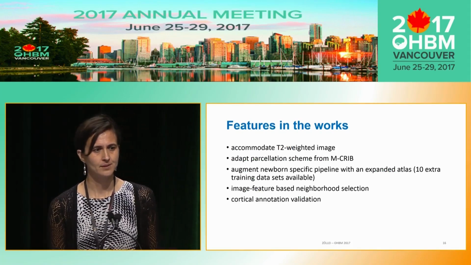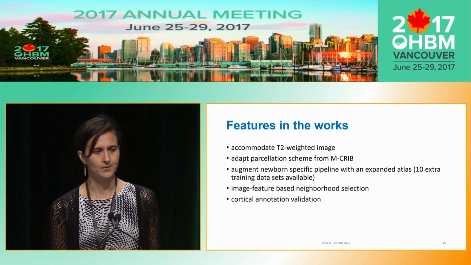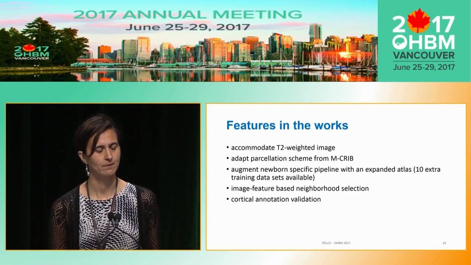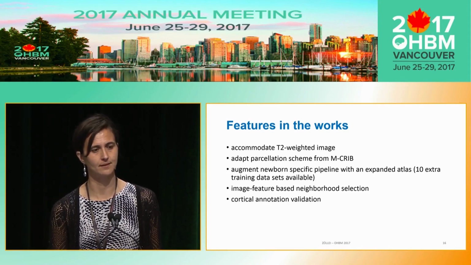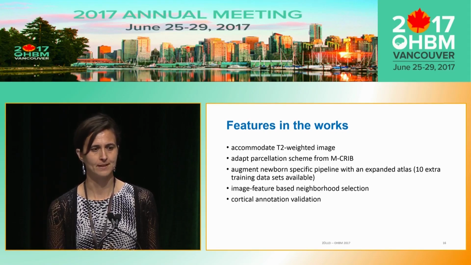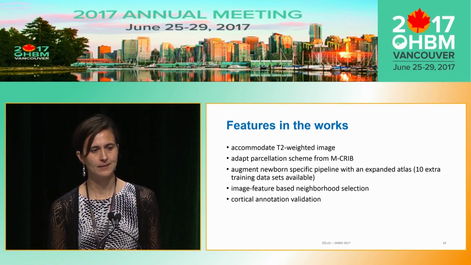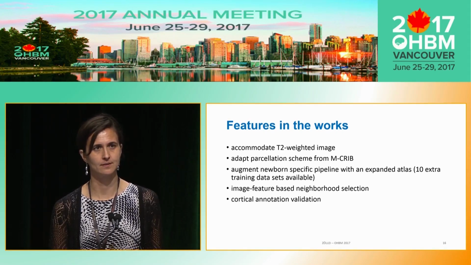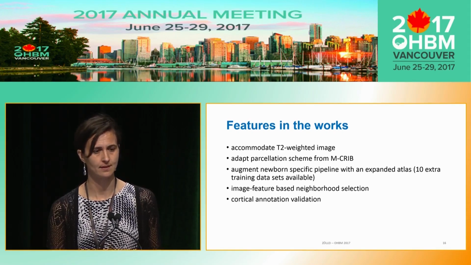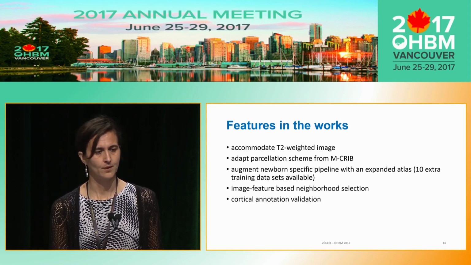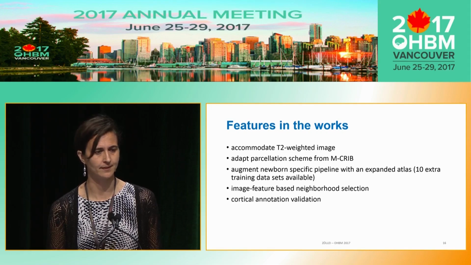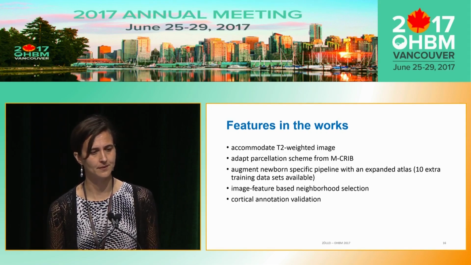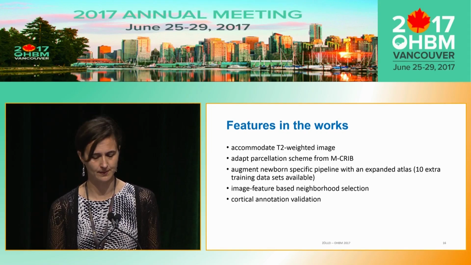We are already working on additional features to add to our current pipeline. We would definitely like to accommodate T2-weighted images, either as an auxiliary or a primary input image. We would like to adapt parcellation labels that have just been introduced by the M-CRIB lab and augment a newborn-specific pipeline with 10 currently available new data sets as training data. Besides using age to find the closest possible neighbors in our training data set, we are implementing an image feature-based selection of your neighborhood size.